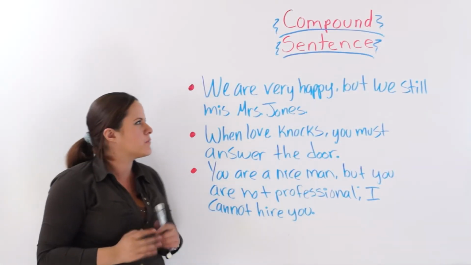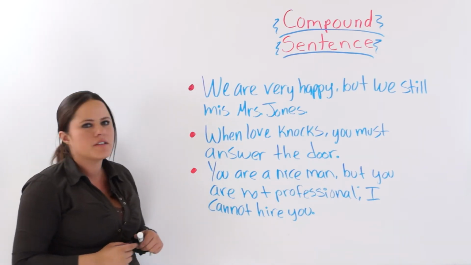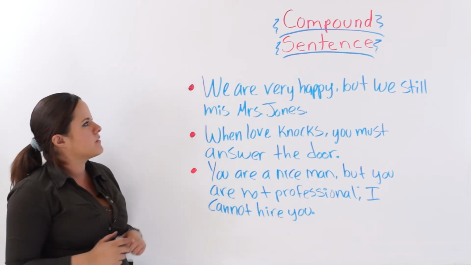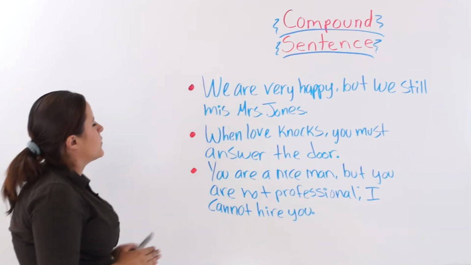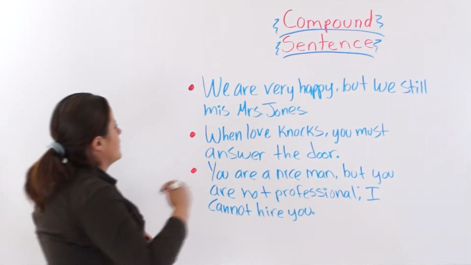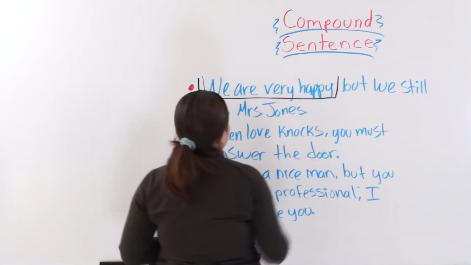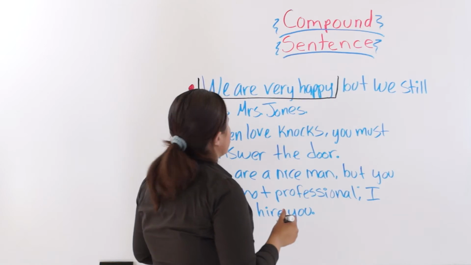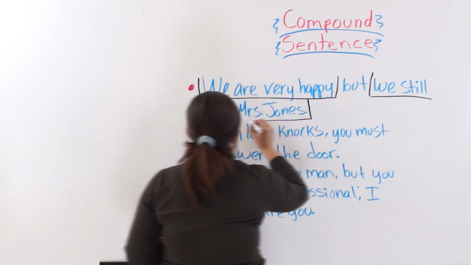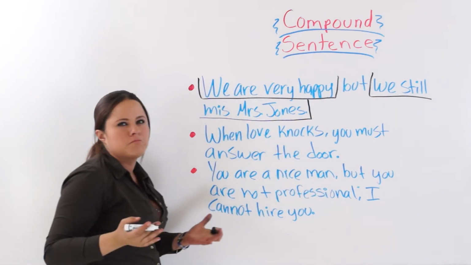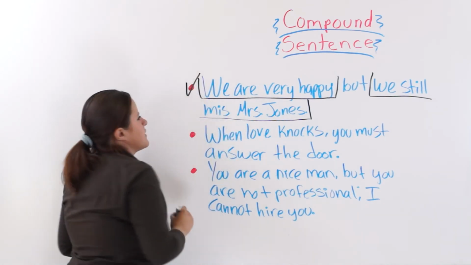Now we are going to practice. You are going to help me figure out which of these sentences are compound sentences and which of these are not. All right? The first one says, "We are very happy." Here we have our first independent clause. But we still miss Miss Jones. We still miss Miss Jones makes sense. So it's another independent clause. This is a compound sentence.